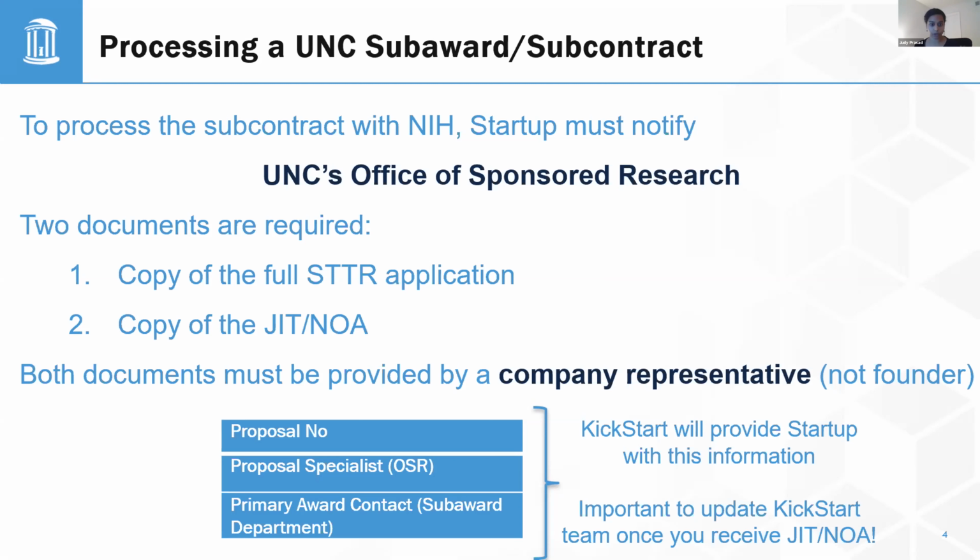So what we can do here at KickStart is provide the company representative with 3 pieces of information that they need when it comes time to communicate with OSR. The first is the proposal number for the application, which is internal. The second is the email address and contact information for the proposal specialist for this award at OSR. And the third is the primary award contact. And this is usually the business person in your subaward department who will need the information to move forward with processing the award. And so the sooner you can update KickStart, once you receive that just-in-time or notice of award, the sooner we can get you this information so that you can begin the process of processing your subcontract.